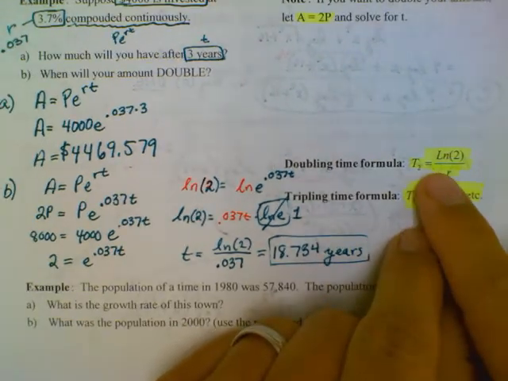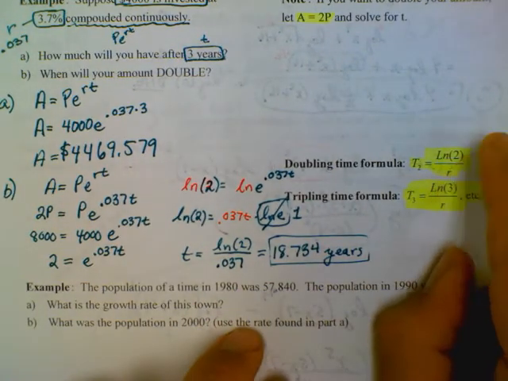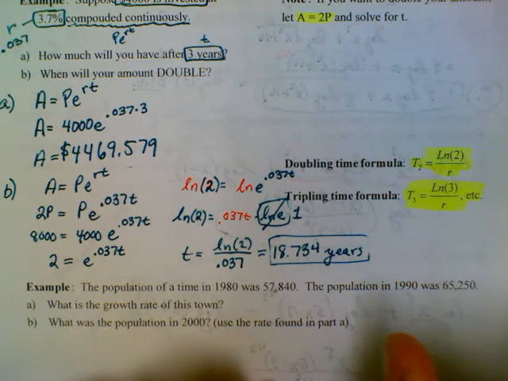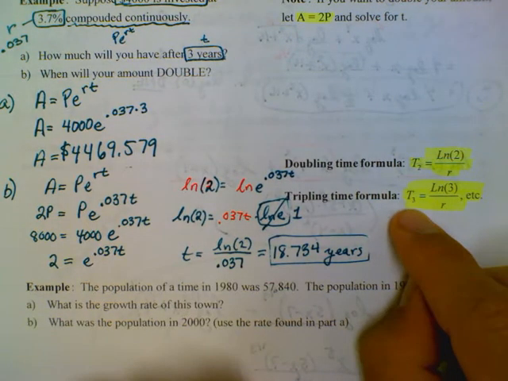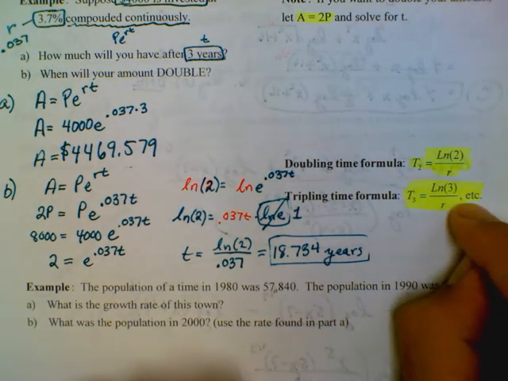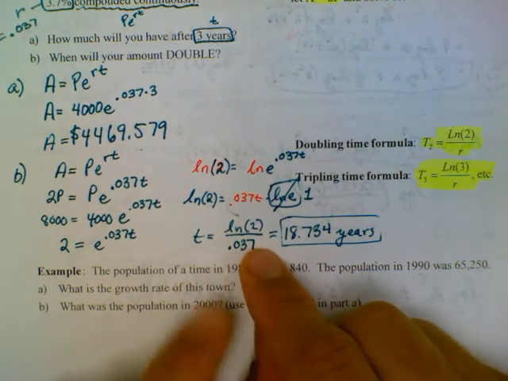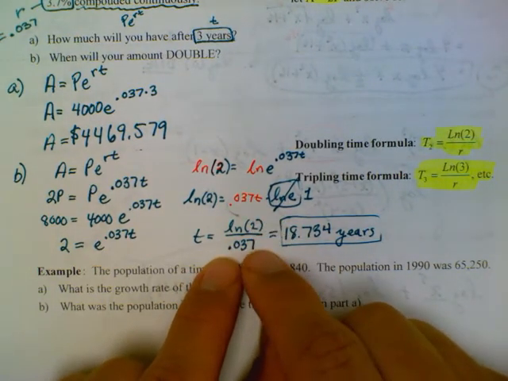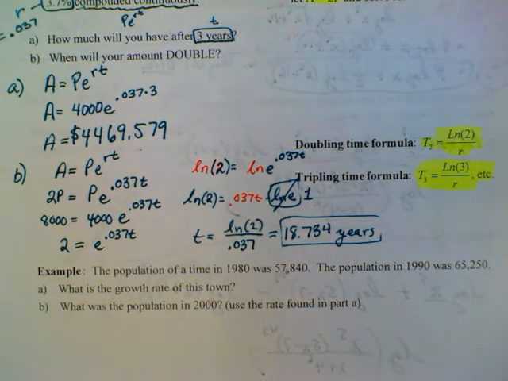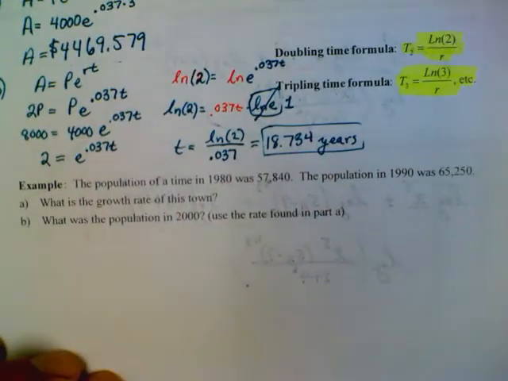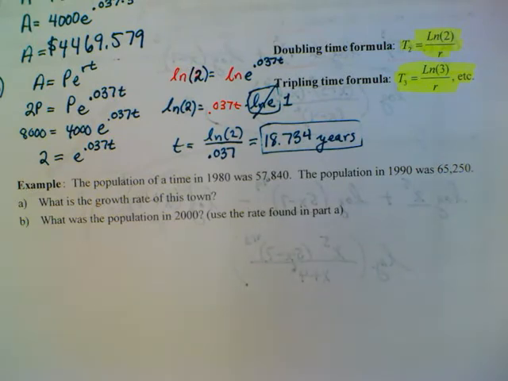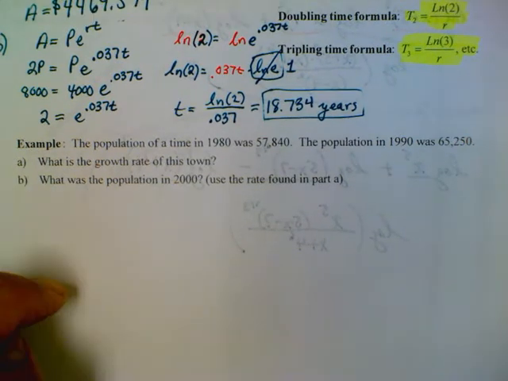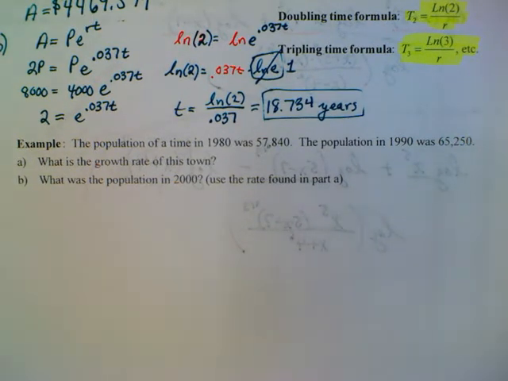If I wanted to double something, then I would just do ln2 divided by the rate. And if I wanted to triple something, then it would be ln3 divided by the rate. If you go back and check this one, it was exactly that, ln2 divided by the rate. All right? So the last example we have, I encourage you guys to pause the video and give it a try, and then I'm going to show you how to look at this problem.